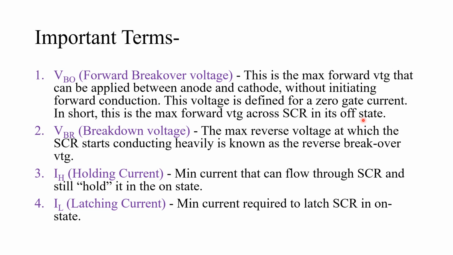So VBO, that is forward breakover voltage, is the point at which our forward anode current, when it reaches this point, changes its state from blocking mode to conduction mode.